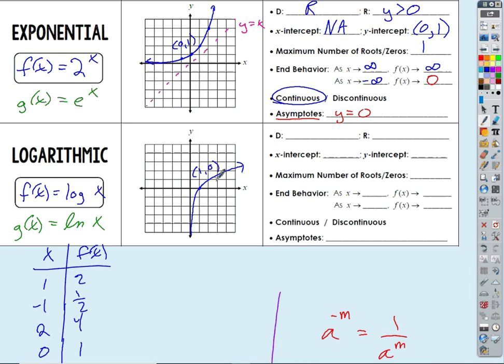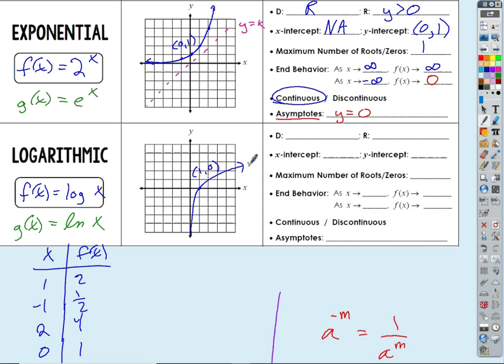So this one starts off, instead of starting off increasing very, very slowly and gradually increasing more rapidly, this one starts off increasing very rapidly and loses steam. As you go further to the right, it gets flatter and flatter. And the rate at which it's climbing decreases as you move to the right. Okay?